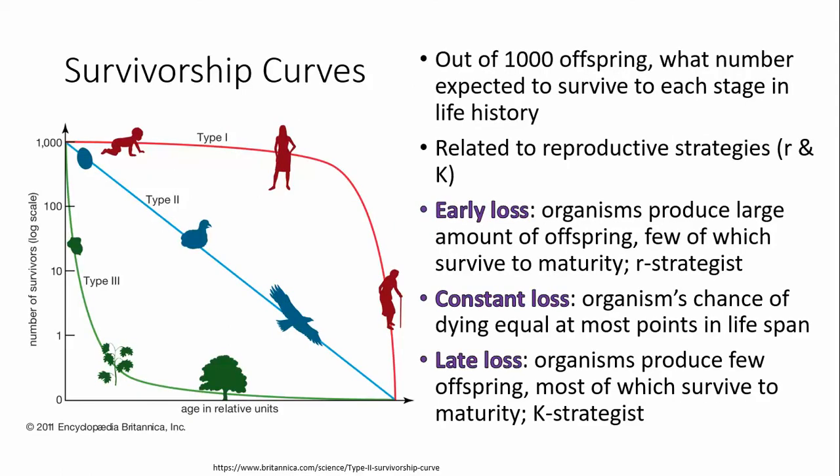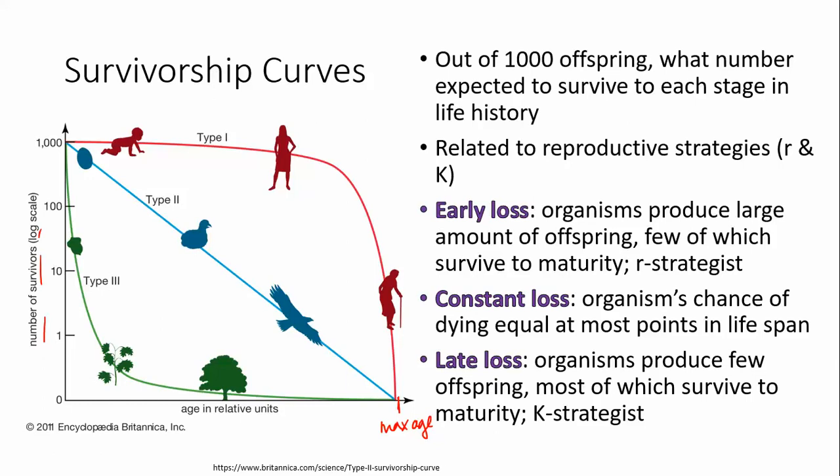Related to this is something called a survivorship curve, which is a graph you may or may not see on the AP test. Basically, what they're doing here, notice they say number of survivors. Doesn't matter, but it's a log scale. And then they have down here age in relative units. What that is, that's relative to the maximum lifespan. For a human, that might be about 100 years.